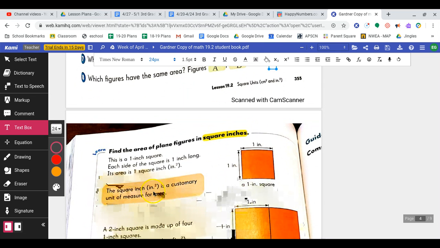Over here, it shows how we would normally write it. We would write it IN period. That's our abbreviation for inch. And then a little 2 means squared. So that is the way that we would usually write what the area is if we're measuring in inches.